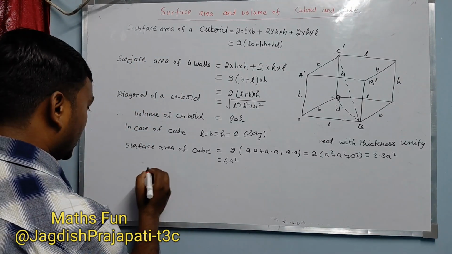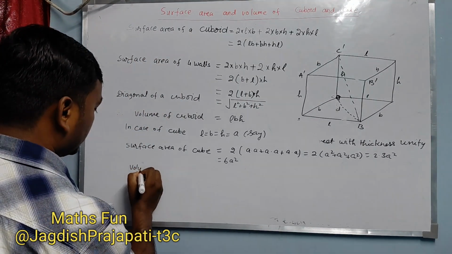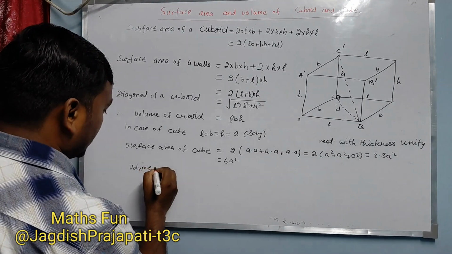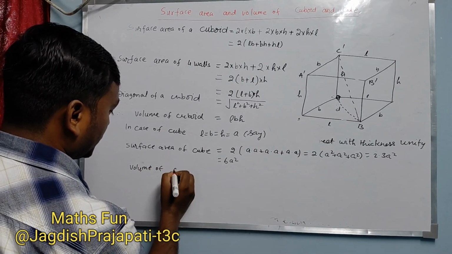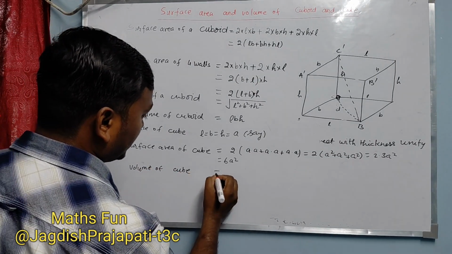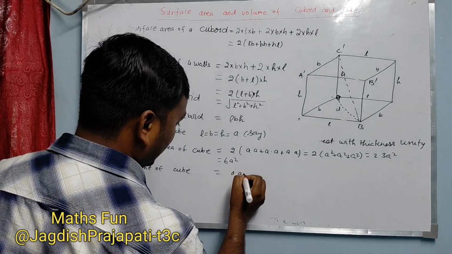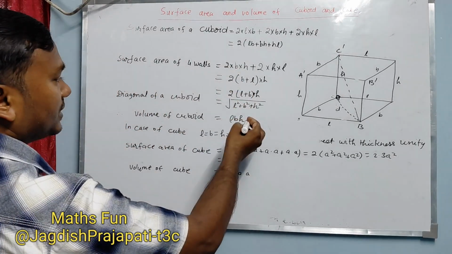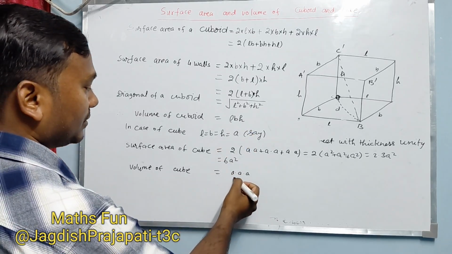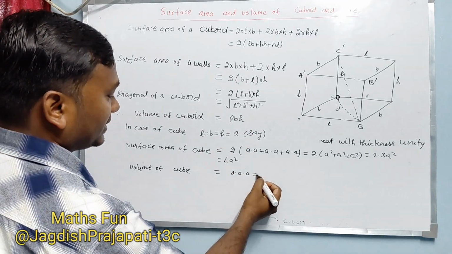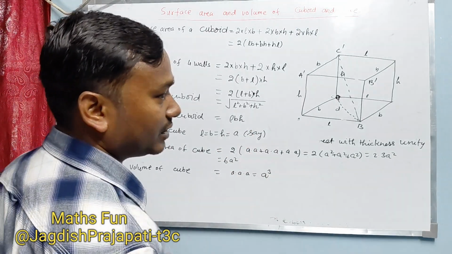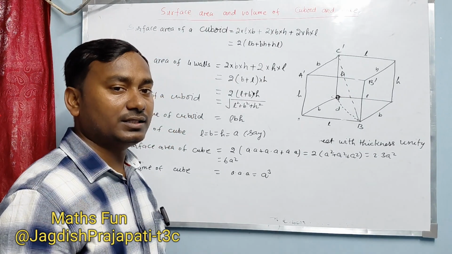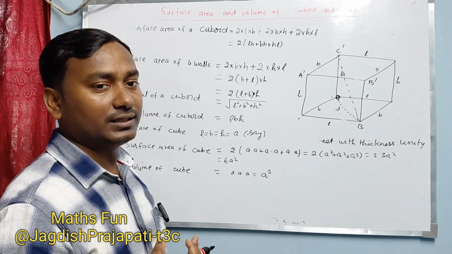What will be its volume? Volume of cube will be A into A into A, since volume of cuboid is LBH. So this will be A into A into A, that is A cube, meaning the cube of the side of the cube.